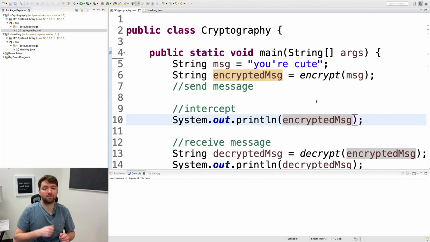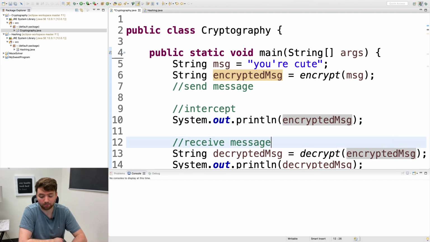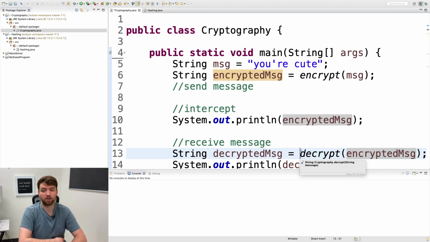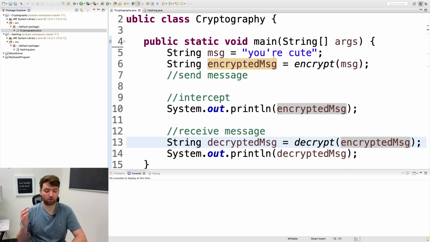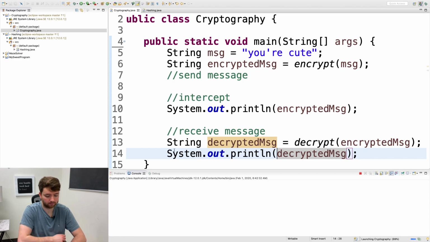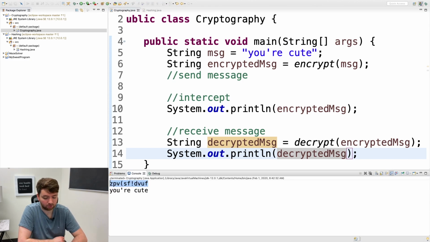But then let's say that message eventually gets to the person you're intending it to go to, and that person is able to decrypt this message. Then they can understand the original input. So just to see this, we're going to take this message and print it when it's encrypted. We're going to then decrypt it and print it after that. So we'll run this, and you can see this is the encrypted version of that message, and then once you decrypt it, we get that original message.